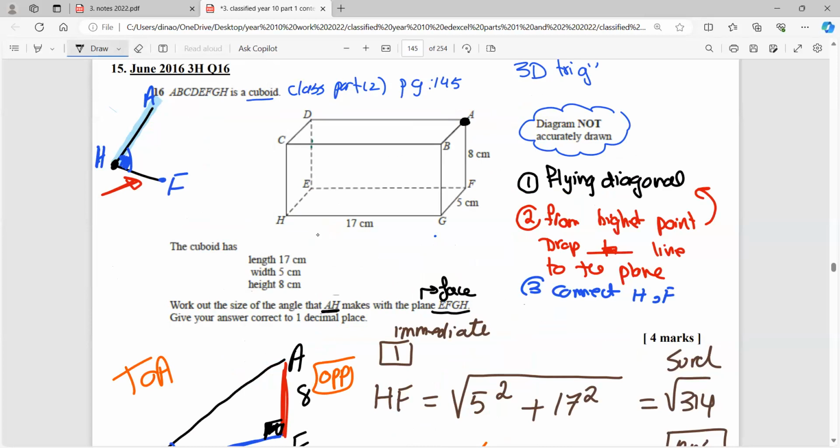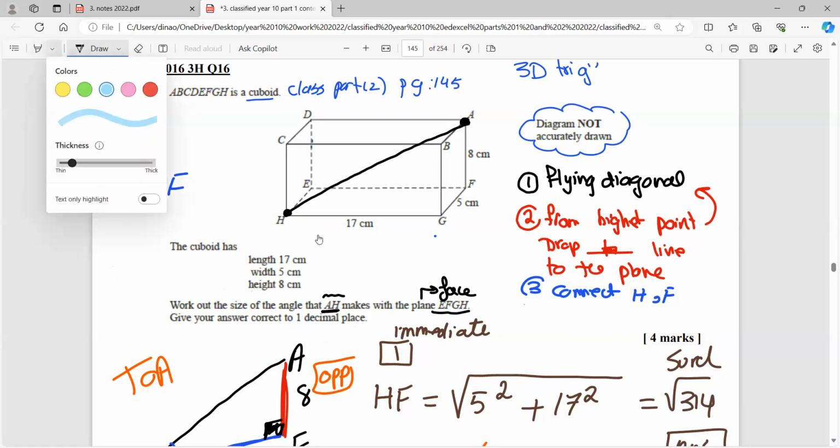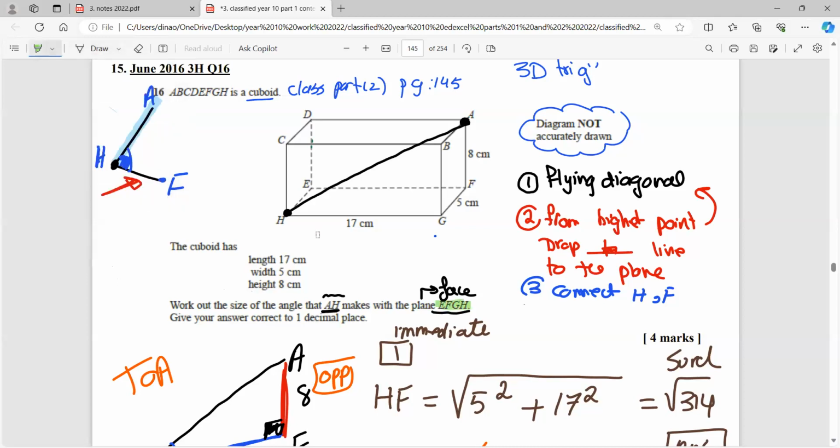These are the two letters over here, A and H. The first thing that you have to do is construct this line over here. And this line over here, I called it the flying diagonal. Then I identified the plane given in the question. Here it says the plane EFGH. So I'll just highlight it as follows. Now, as we said in the introduction, there is no angle in the world between a line and a plane. The angle must be between a line and another line.